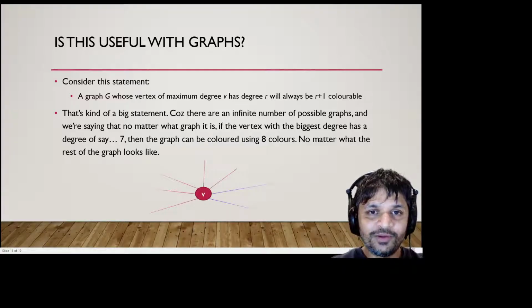I mean, it's quite a big one, because basically I'm making a statement about an entire graph, right? I'm saying the graph G is R plus 1 colorable. But I'm saying it on the basis of one vertex. I'm saying that this one vertex V, which has maximum degree, has degree R. So, if you think about it, there's an infinite number of possible graphs, right? If I told you to draw an arbitrary graph, you could pick anything. There's just any number of possible graphs.